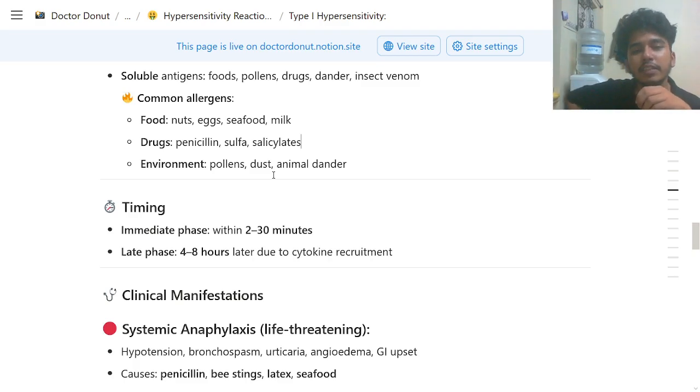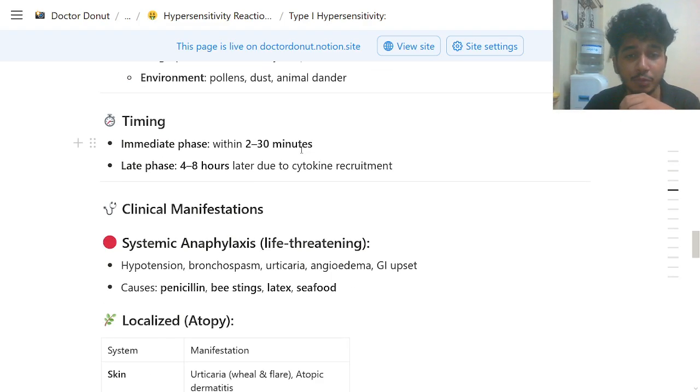Foods like nuts, eggs, seafood, milk, drugs like penicillin, sulfa, salicylates. The thing is, you read all of this and you don't have to answer it orally. You just write it out in the exam paper, and when patients come, you just write it on a prescription pad, and that's it. Environmental triggers could be pollens, dust, and animal dander.